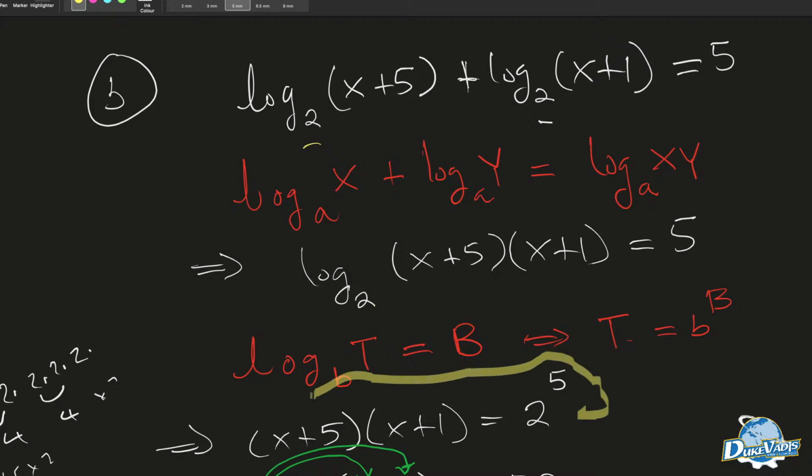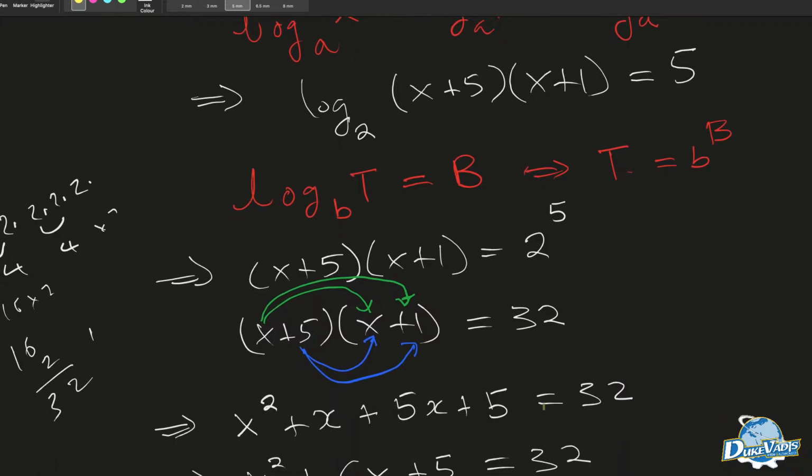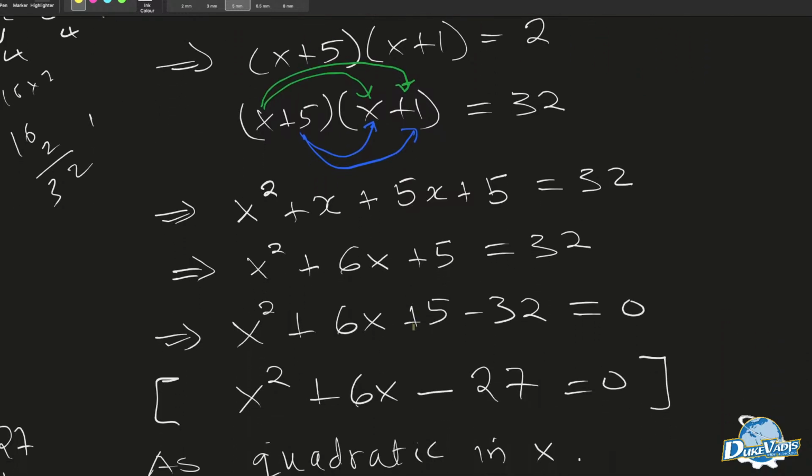Okay, so (x + 5)(x + 1) is equal to 2 raised to the power 5. And as we saw, 2 raised to the power 5 gives us 32. What did we do? We did expansion over here. The green ones multiply the first bracket. When we pick the x, we multiply x and 1, and when we pick the 5, we multiply x and 1. And we have this equation: x squared plus x plus 5x plus 5 equals 32.